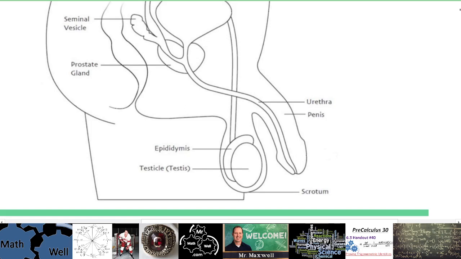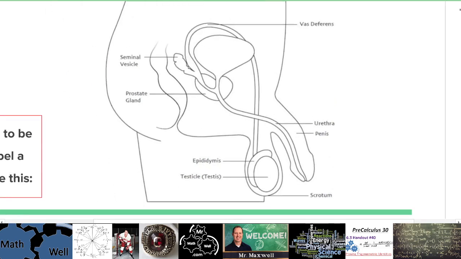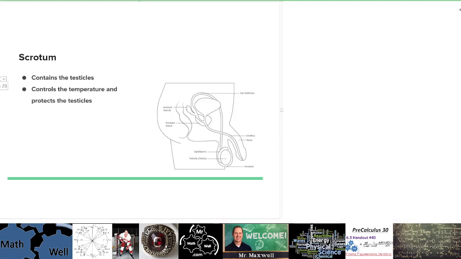Okay, so like females have ovaries, males have testicles. The ovaries are kind of inside the body. Testicles are more or less outside of the body. They're not as internal, and we'll talk a little bit more about why that might be. Scrotum, okay, is sort of the fleshy sac, I guess, that contains the testicle. Okay, so you will have to label a diagram like this as we move through, so you can study that.